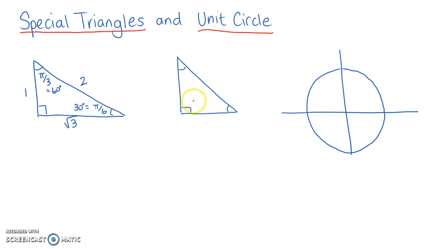For the 45, 45, 90 triangle, now we're going to refer to it as a pi over 4, pi over 4, and of course pi over 2. And it also has the same ratio as before, the 1, 1, root 2.